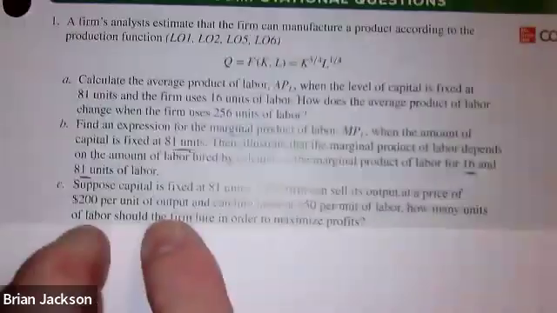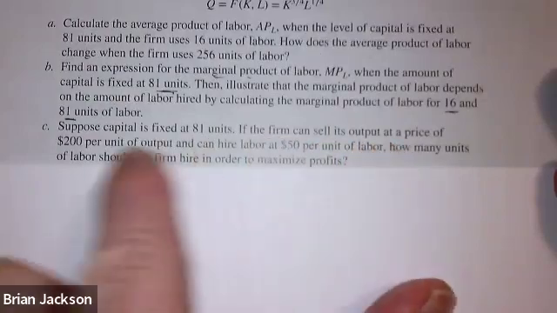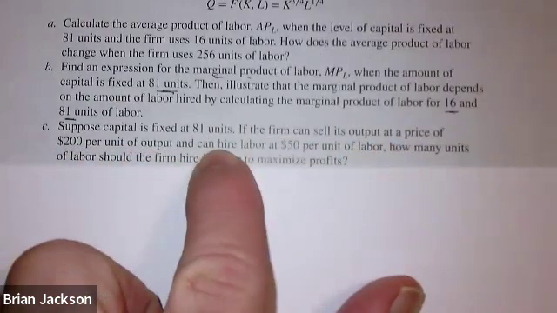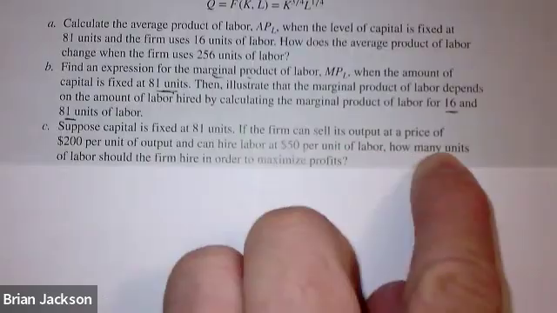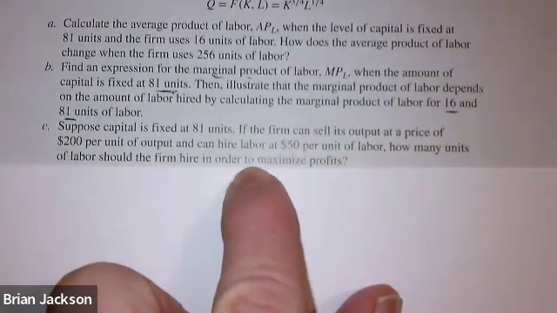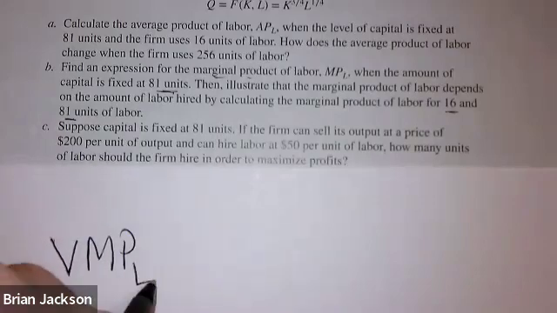Okay, so again here, suppose capital is fixed at 81 units. If the firm can sell its output at a price of $200 per unit of output, and it can hire labor at $50 per unit of labor, how many units of labor should the firm hire in order to maximize profits? So what we have to do is equate the marginal product of labor to the wage rate and solve for L, basically. In other words, set the value of the marginal product equal to the wage rate. So what is the value of the marginal product of labor here? Okay, let's compute this.